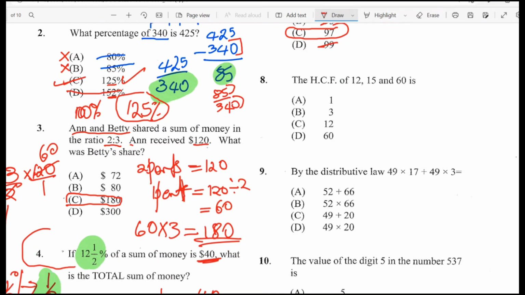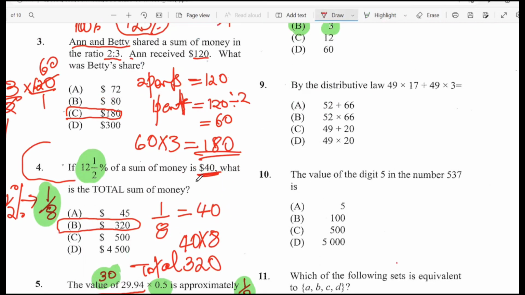The highest common factor of 12, 15, and 60, which of these would be? And when we say the highest common factor, we're talking about what's the biggest number that is able to go into 12, 15, and 60 without leaving a remainder. The biggest number that could do that right now is 3, right? In the context of what we have there, 3 is a number that can go into those without a remainder. The biggest number right there.